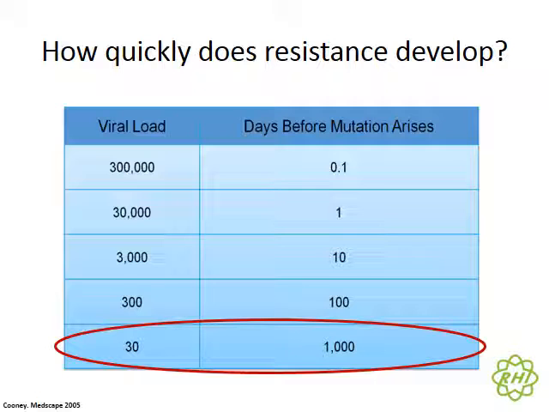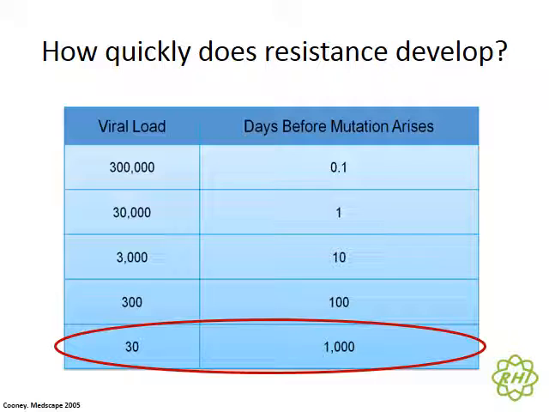And that mutation is not necessarily going to be a drug-resistant mutation. So your chances of getting mutations if your virus is suppressed is extremely unlikely. But as soon as the viral load starts to increase, you can see if it's 300, which we'd still consider a very low viral load, every 100 days a new mutation might come about.